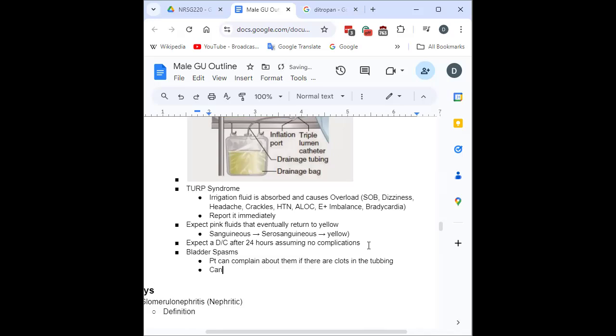And you can also give antispasmodics. So that's your oxybutynin, aka Ditropan. Okay.